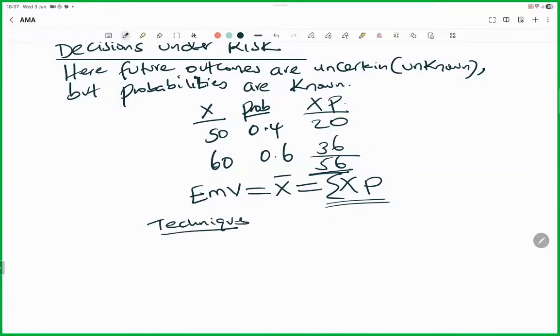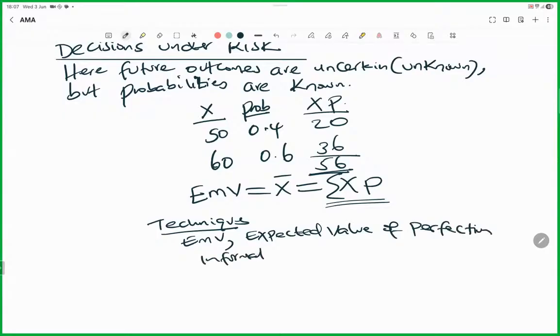Now, ladies and gentlemen, under this risk environment, your examiner, if you look at your syllabus, wants us to teach you EMV. Then we have what we call expected value of perfect information, EV of PI, which you must be able to know. And lastly, on this environment, you want to know how to draw decision trees.